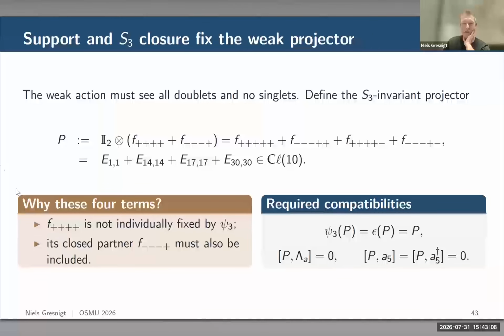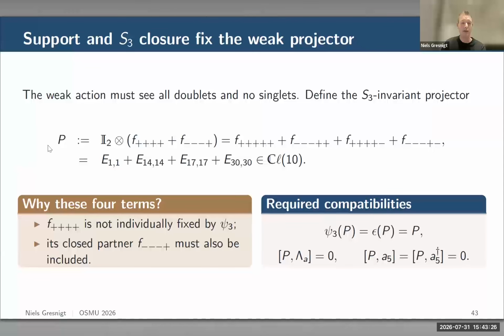So let's see how to do that. When we want to include the SU2 weak symmetry, we need to make sure that it only acts on the doublets and not the singlets. So to make sure it doesn't act on the singlet, we need to introduce this S3-invariant projector.